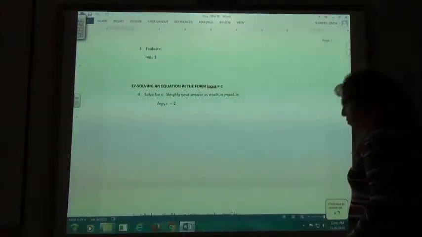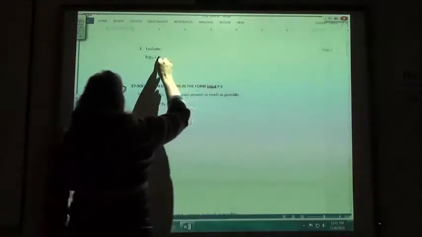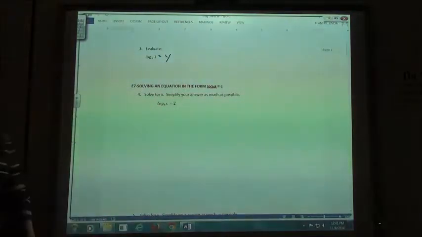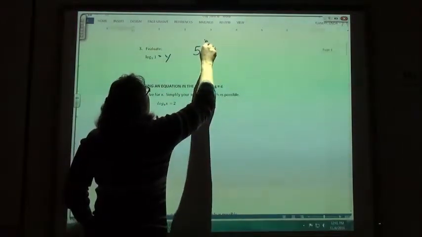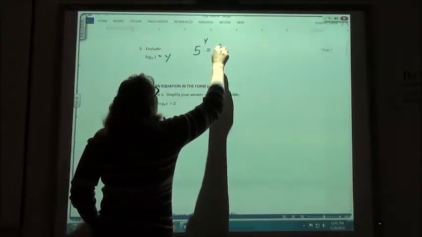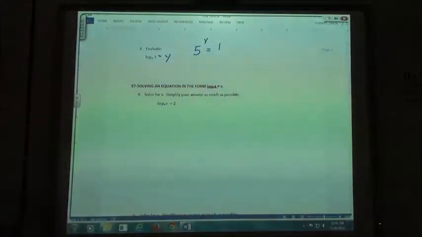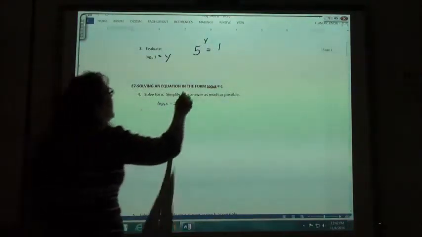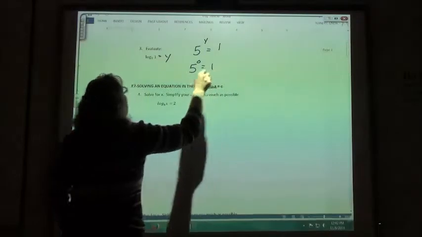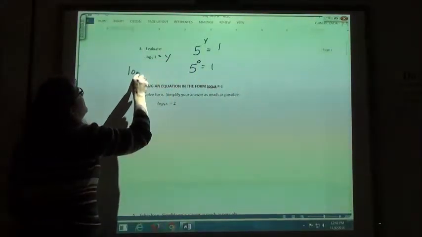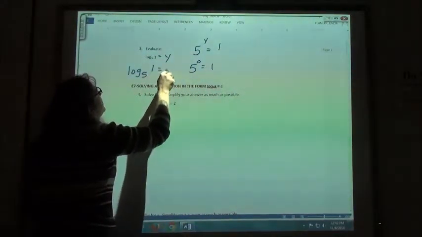And so on number 3, again, I'm just going to stick a y in there for fun. If I rewrite that in exponential form, I would say 5 to the y equals 1. 5 to what power equals 1? 0. 0, because anything to the 0 power is equal to 1, exactly. So log base 5 of 1 equals 0.